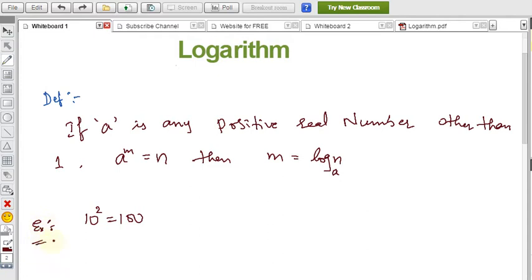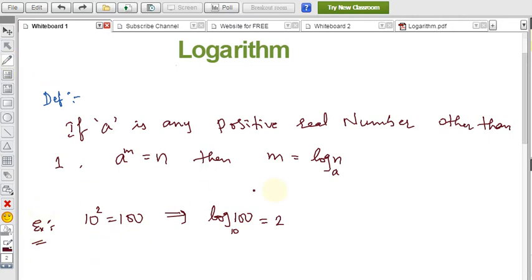This is an exponential notation: 10 power 2 is equal to 100. We can convert this into logarithmic form, that is, log 100 to the base 10 is equal to 2. The easy way to remember is that the base is 10 in both, and the power will be the value of the log. So log 100 to the base 10 is equal to 2.